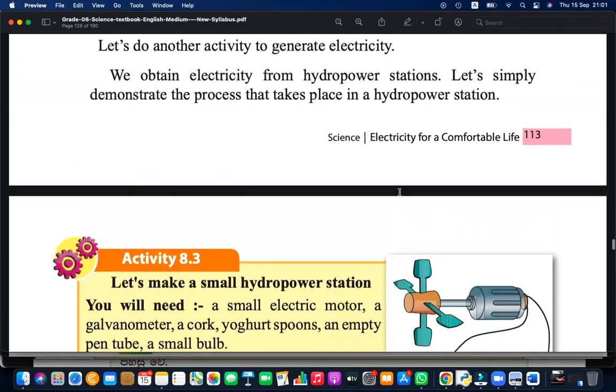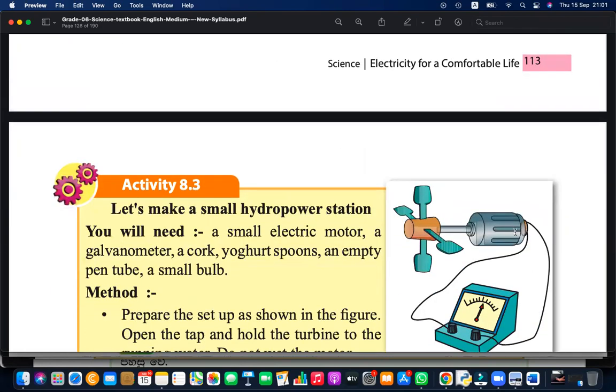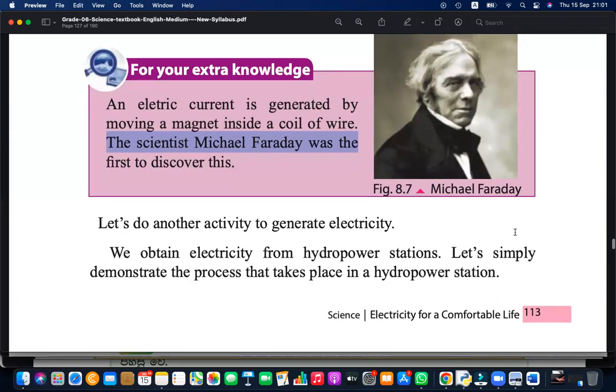When you rotate the motor, the coil is inside this. Already the coil is there. Already the magnet is there. Now what you are doing?